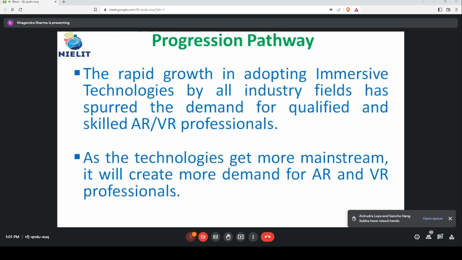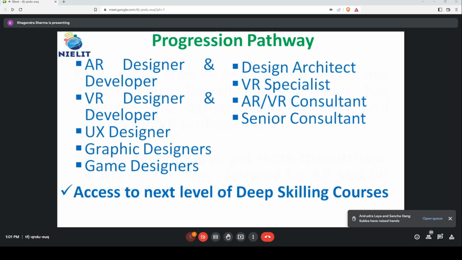So what is the advantage of undergoing this type of course, or getting ourselves aware of all these things? The rapid growth in adopting immersive technologies by all industry fields has spurred the demand for qualified, skilled AR and VR professionals. Like we saw, everywhere it's going to be AR VR. So the demand for skilled and qualified AR VR professionals is going to grow in the years to come. As the technologies get more mainstream, it will create more demand for AR and VR professionals. That's why there is a requirement for this type of skills in our country.